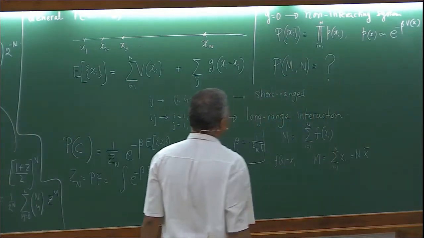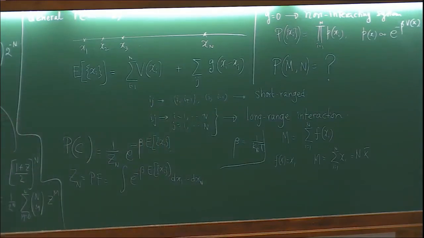So that's the problem. We have seen that for the simplest example, when things factorize, you have a simple large deviation form, which is e to the power minus n times some function of m over n.